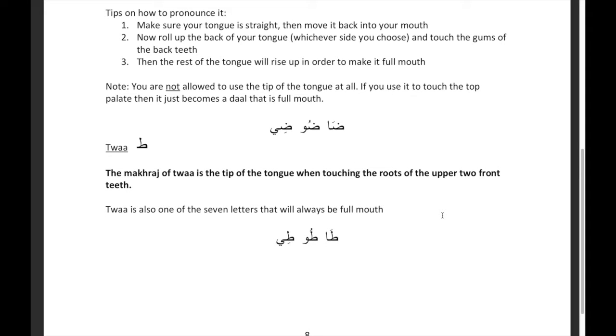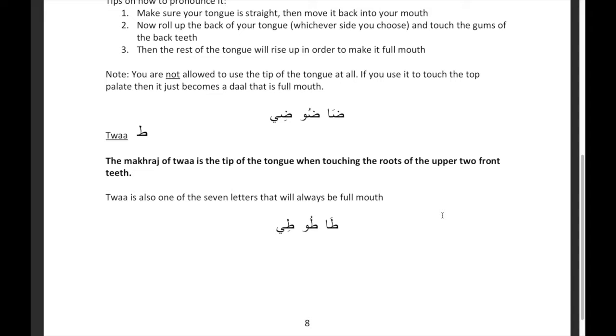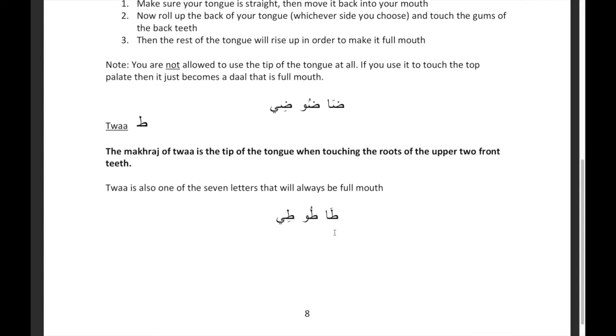The next letter is Ta. The makhraj of Ta is the tip of the tongue when touching the roots of the upper two front teeth. So this is in the same group as Ta and Dal. However, Ta is one of the 7 letters that will always be full mouth. Full mouth. So let's go through these. Ta, Tu, Ti.